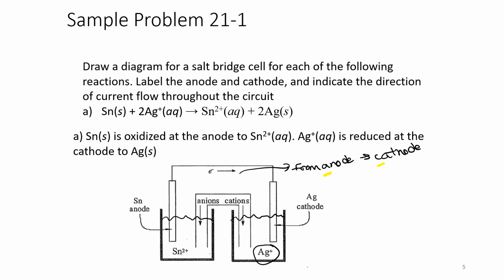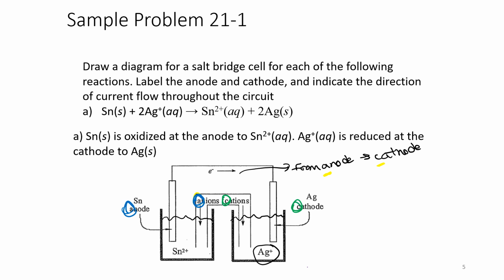And notice in our salt bridge, remember that our anions, I use a different color so you can actually see, our anions are flowing to the anode side, and our cations are flowing to the cathode side.